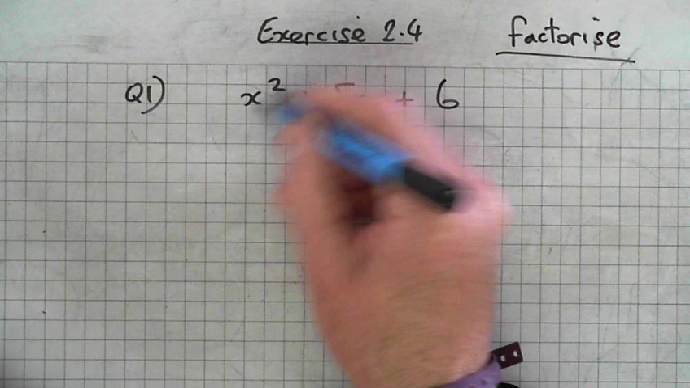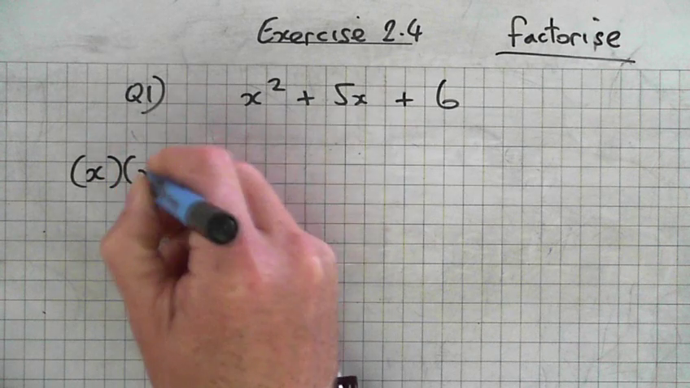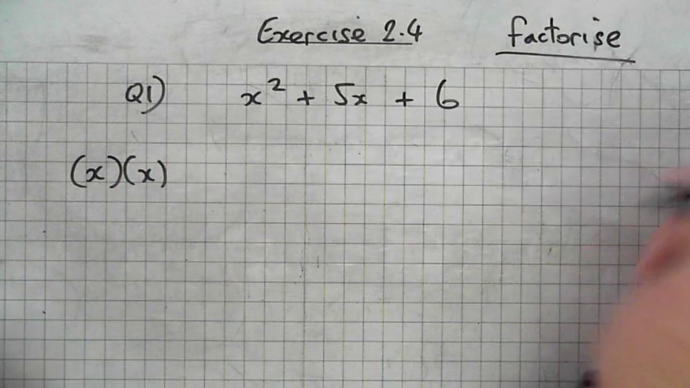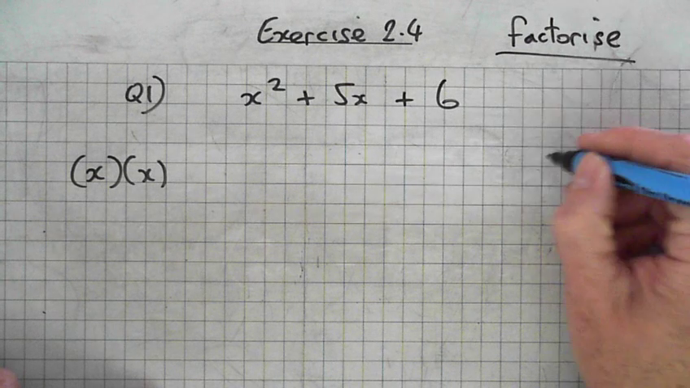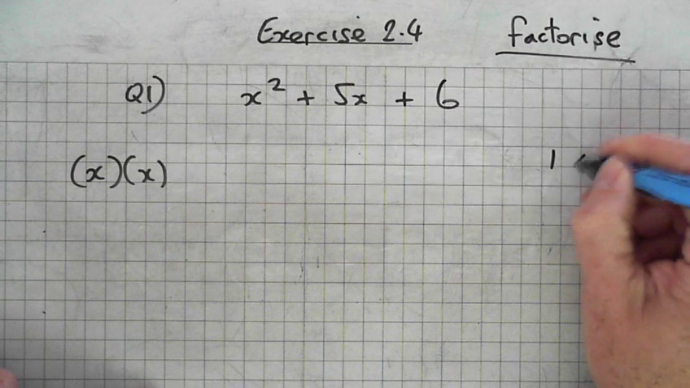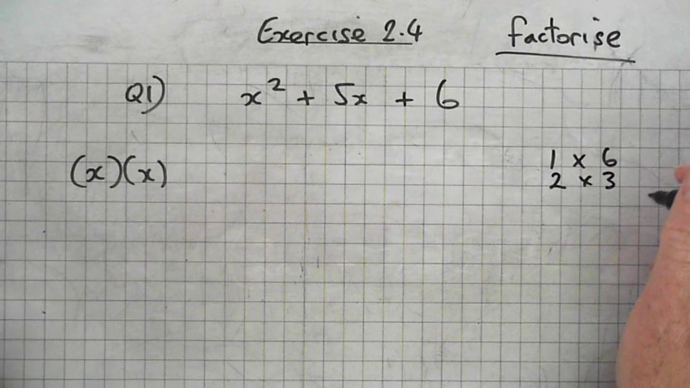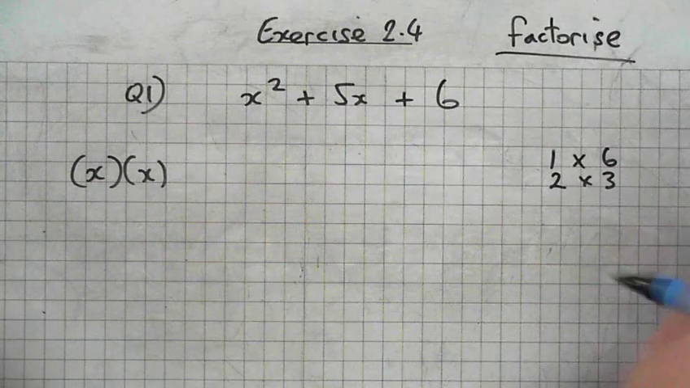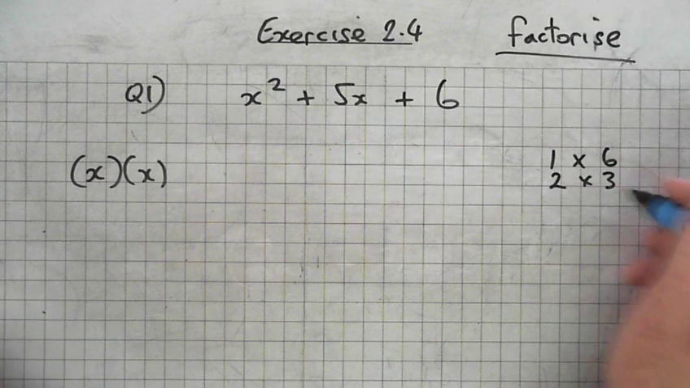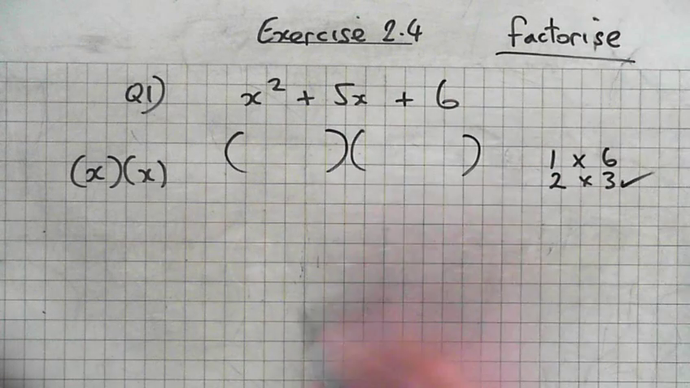Alright, so this is how we do it. First of all, the factors of x squared. So x times x is x squared, isn't it? Now on the right hand side, we write down the factors of 6. Put your pen down. 1 times 6, 2 times 3. The next question you ask yourself, which pair, added or subtracted, will give me 5? 2 and 3. So we're going to use 2 and 3.